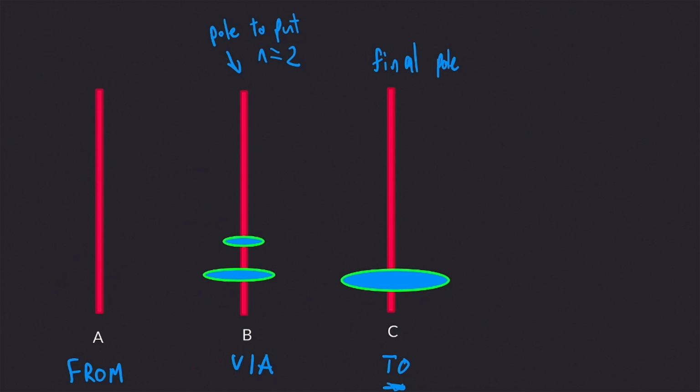But we know how to move a pile of 2 disks. We just use our Hanoi command again. Only this time, our inputs are going to look a little different. We're going to move the 2 remaining disks from via to to, using from.